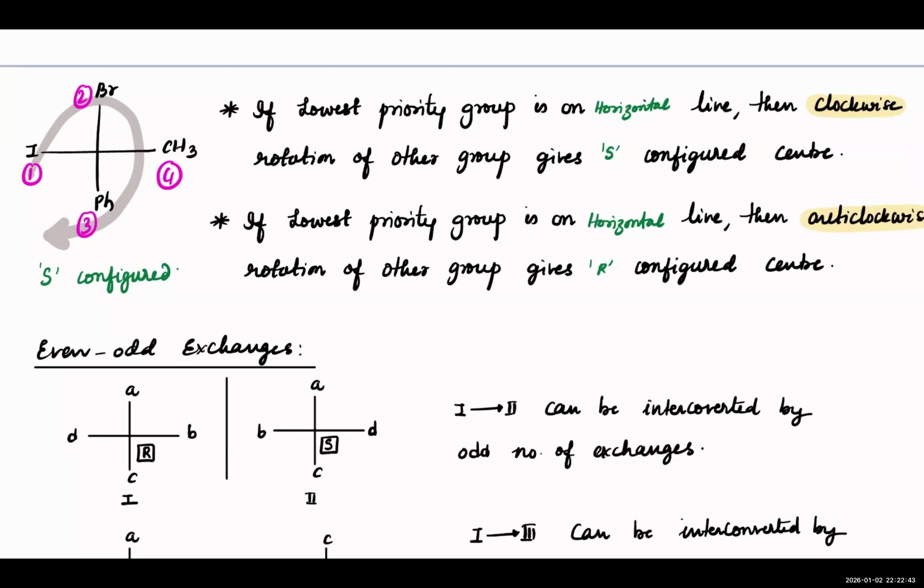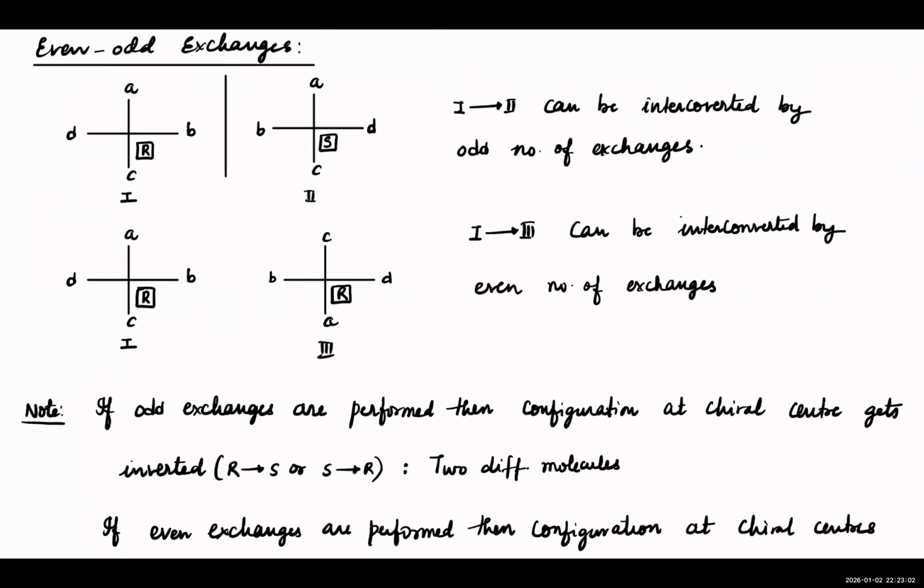So you have to understand in which case it will be R configuration and S configuration based upon the lowest priority being on the vertical line or on the horizontal line. Got it? And now check it out.